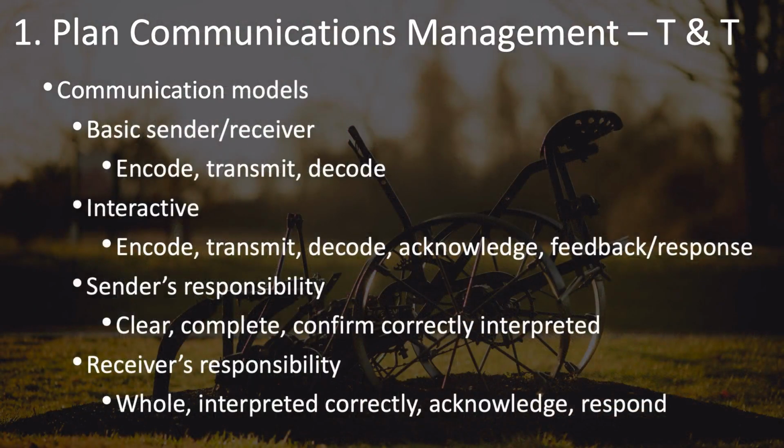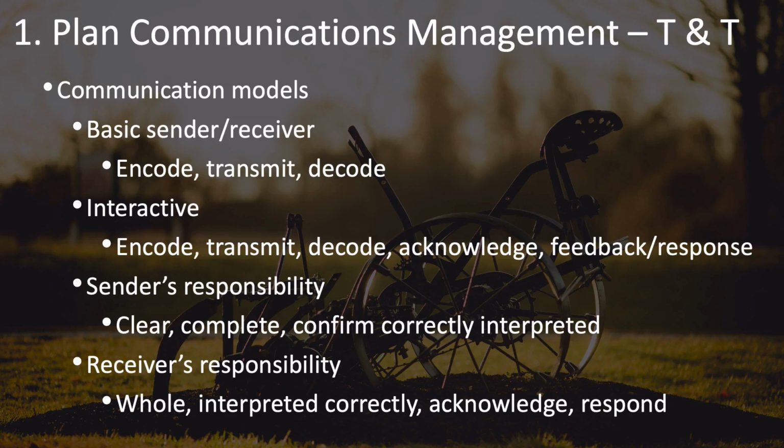Next, we come to two different types of communication models. The first is the basic sender-receiver model, and the second is the interactive model. The first basic sender-receiver model has as its basic steps the encoding of a message, the transmission of it, and then the decoding of it. The interactive model takes this one step further, involves not only encoding, transmitting, and decoding, but also an acknowledgement that the message was received and some feedback or response to the message.